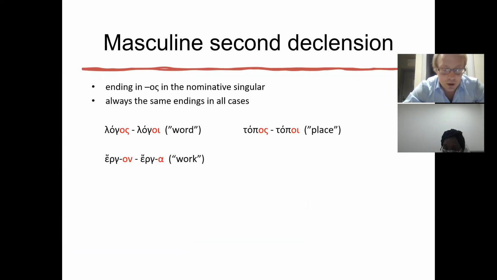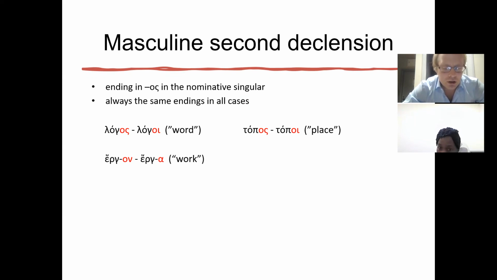Furthermore, we are going to look at another type of nouns in the second declension. These are the second declension nouns, which in the nominative case end in -on. In Greek, nouns in the second declension with an -on ending in the nominative singular are actually always of the neuter gender. An example of a second declension noun of this type is the word ergon, which means work or deed.